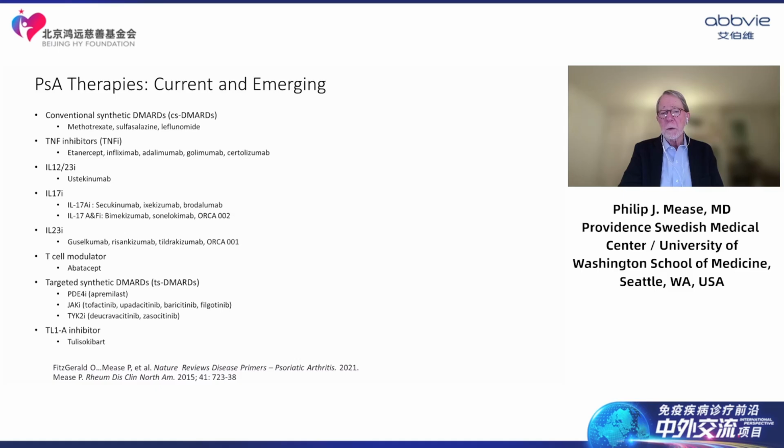IL-23 inhibitor class is noted. Abatacept can be used, and targeted synthetic therapies, including JAK inhibitors, which we're going to focus on later, TYK2 inhibitors that are just emerging, that are a member of the JAK family, as well as the PDE4 inhibitor apremilast. And then one that is new to us, which we haven't seen data on yet, is the TL1A inhibitor class of medicines, with tulisokibart being an example. I'm going to touch down on a couple of these more later on.